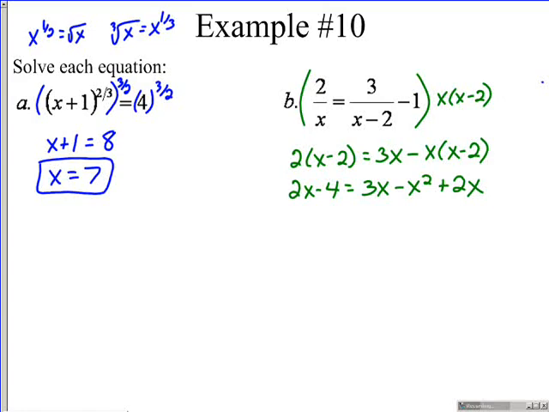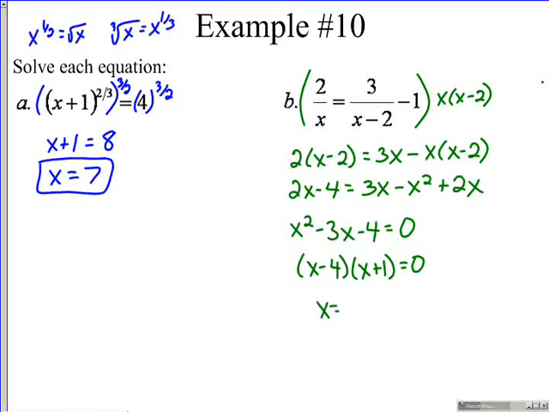Again, we have a quadratic equation. Anytime you see a quadratic equation, get everything on one side, set equal to 0, factor or use the quadratic formula. I'm going to move everything to the left. So I'm going to add the x squared over. 3x plus 2x is 5x. Subtract that over. Factor or use the quadratic formula. This is factorable. x minus 4 times x plus 1. Set each factor equal to 0. Two solutions are 4 and negative 1. If I check those, neither one of them makes the denominator 0, so both are good solutions.